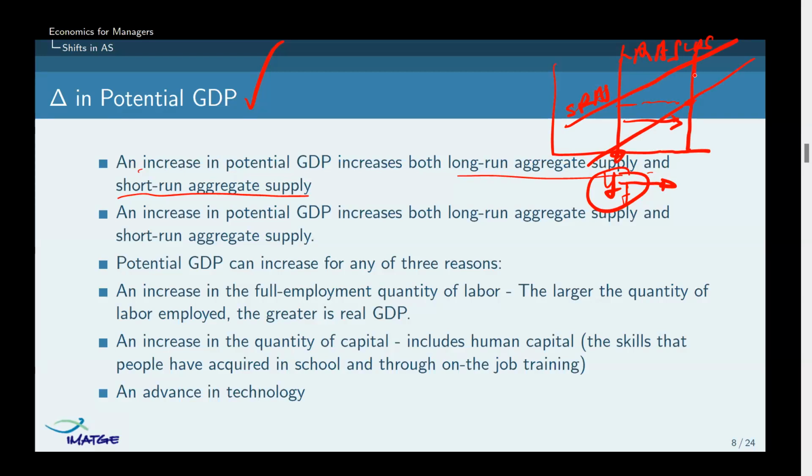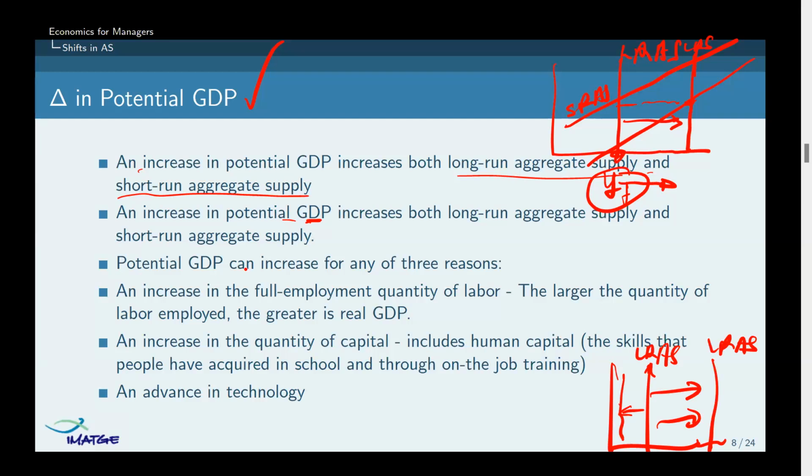So an increase in potential GDP is simply shown by a rightward shift in what? In the long-run aggregate supply curve. And the opposite is true. If there is a decrease in potential GDP, you see it by a leftward what? Shift. And there are factors that can cause that to happen. Let's see what can happen for us to experience this.